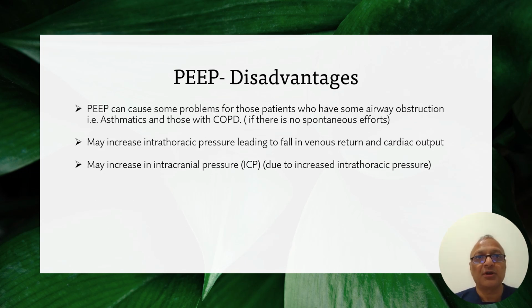In terms of cautions during its administration, PEEP can cause some problems for patients who have airway obstruction, like patients with asthma and those with COPD, especially if there are no spontaneous efforts. It may increase intrathoracic pressure, leading to a fall in venous return and cardiac output, hence blood pressure. It may also increase intracranial pressure due to an increase in intrathoracic pressure.